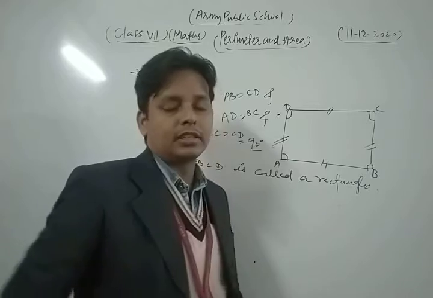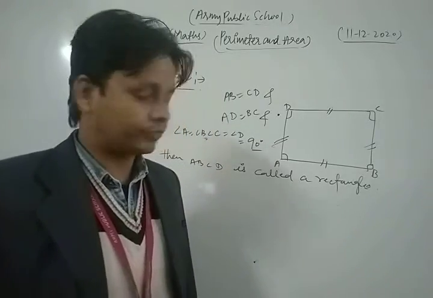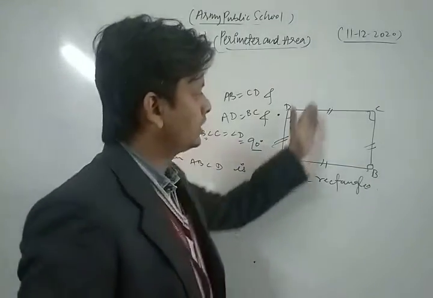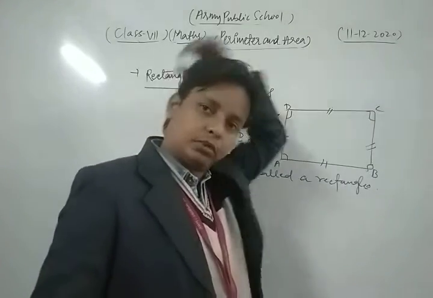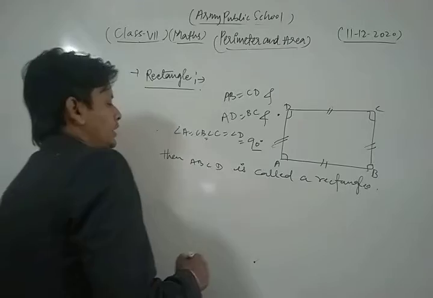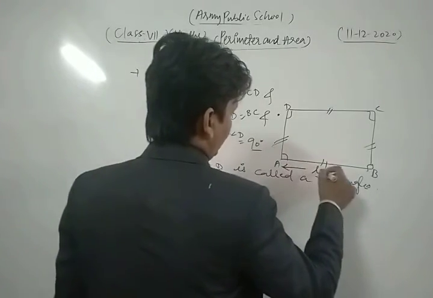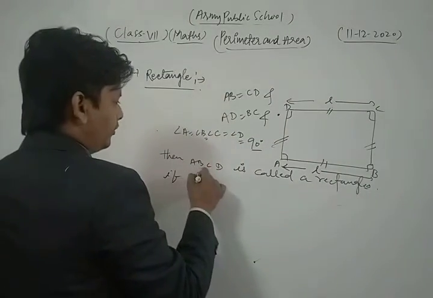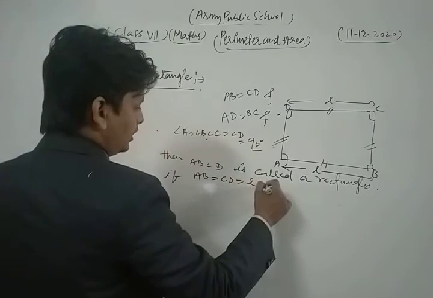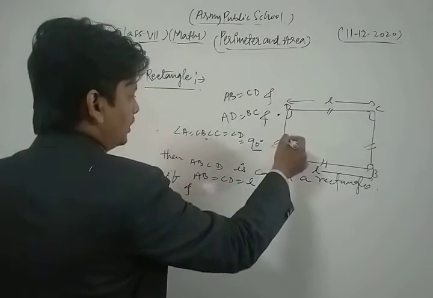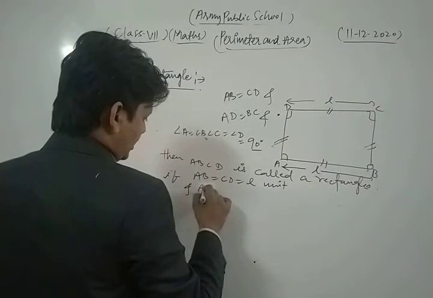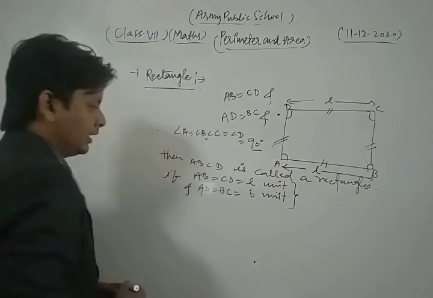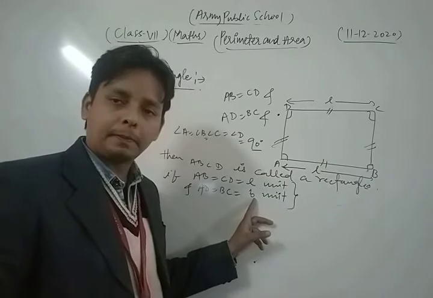So this is the concept of a rectangle, dear students. Now, in a rectangle the opposite sides are equal. Suppose AB is equal to CD is equal to L unit, and AD is equal to BC is equal to B unit. Here L is the length of the rectangle and B is the breadth of the rectangle.